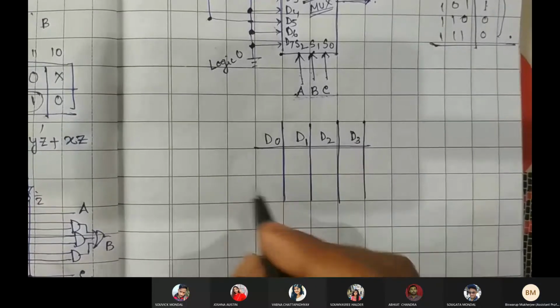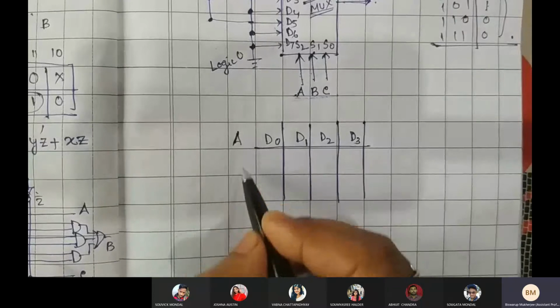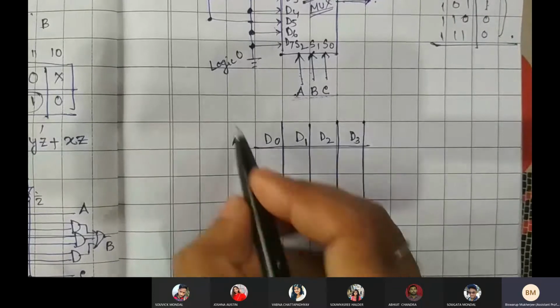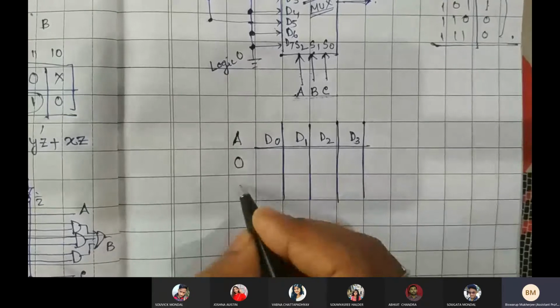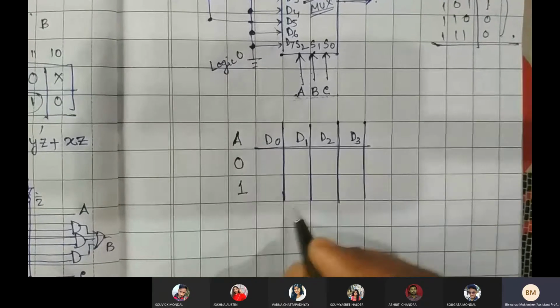Also, I am writing a value, that is the MSB. So that is the MSB, 0 and 1. I am writing down this one. Okay.